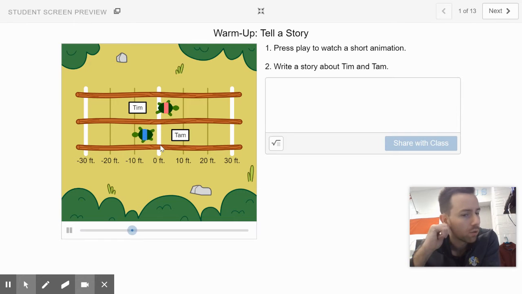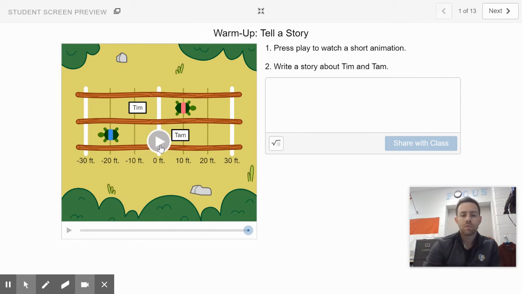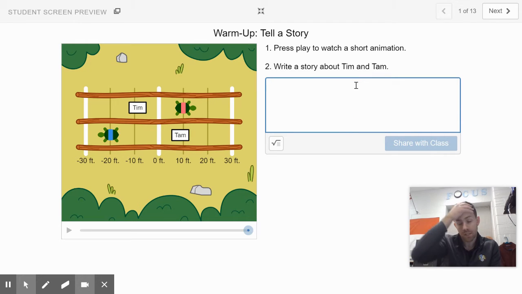If you watch the animation one more time, you can see it one more time. Your job is to write a story about Tim and Tam. So use your creativity, write a story about Tim and Tam, and go work on slide 1, and then come back to Edpuzzle.